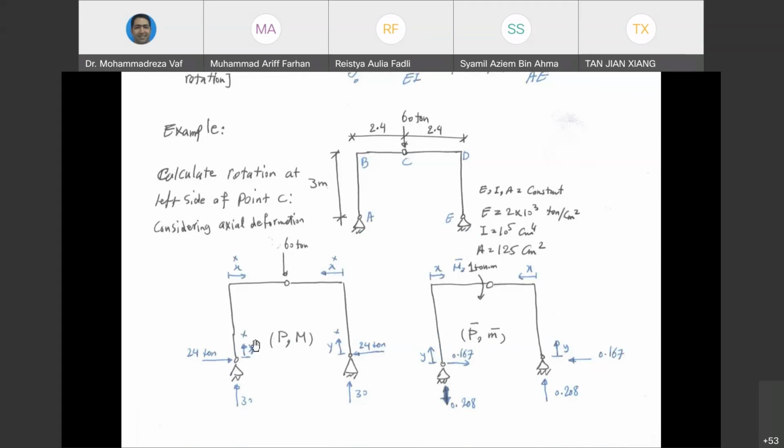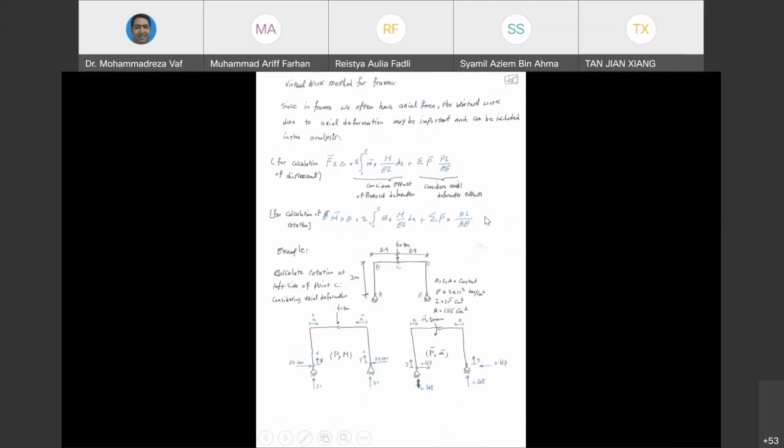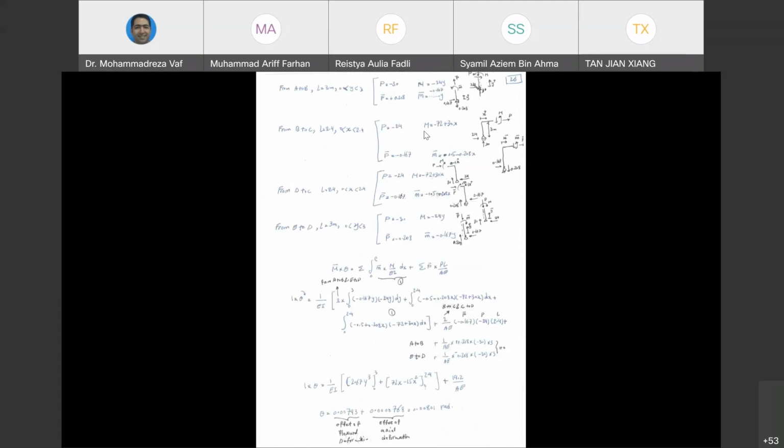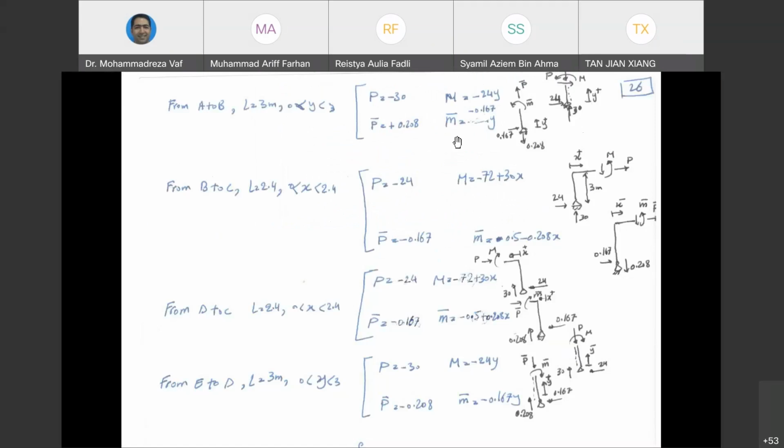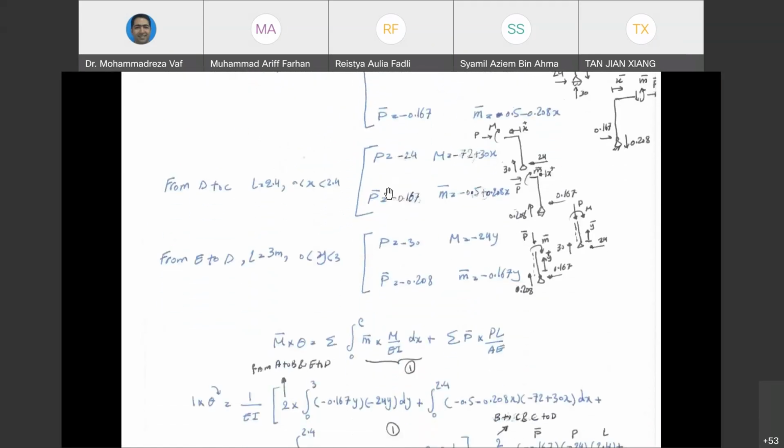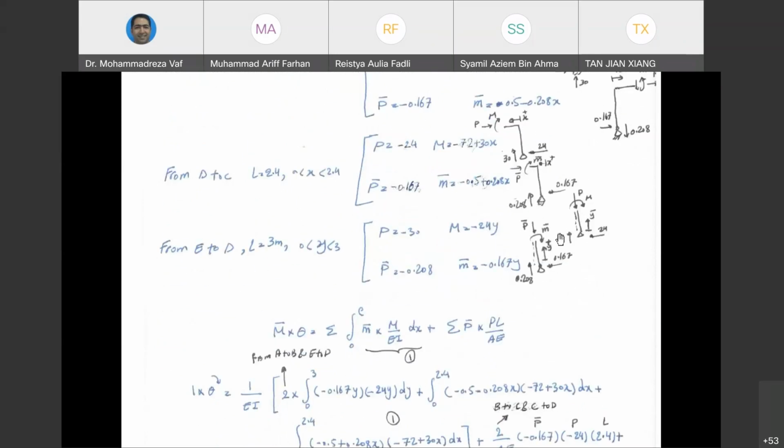For these 2 structures, we need to calculate M and P from this structure, and M bar and P bar from this structure because it is virtual. We need to divide this frame into smaller segments because P, P bar, M, and M bar are going to be different for each segment. So we can divide it into segments AB, BC, CD, and DE. For each part, see how much is M, how much is P, and then put them inside this equation and get the rotation. You can see I have done this here for each section from A to B: P, P bar, M, and M bar have been calculated together with free body diagrams. And then from B to C, D to C, E to D, at home try to look at it. It's very easy, just cut and calculate the bending moment and axial forces.